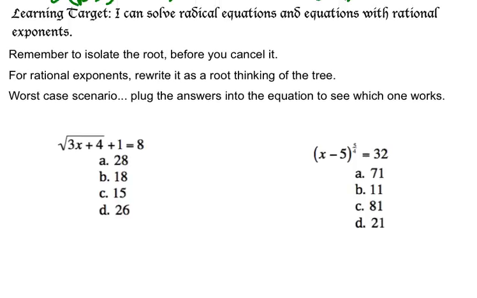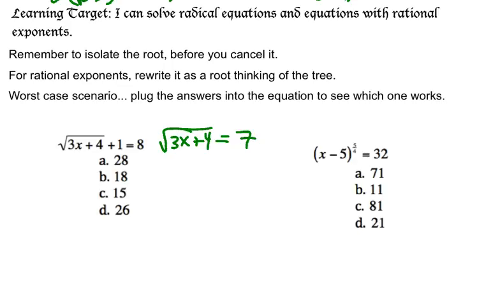Alright, the next other target is that you'll be able to solve radical equations and equations with rational exponents. So before we start canceling and moving stuff around, we have to isolate the root. So we look at this first one, it says square root of 3x plus 4, all plus 1, equals 8. We want to get that square root on its own, so in order to do that, we have to move that plus 1 over. We subtract 1 from both sides, and we end up with 7 on the right. Now we have the root isolated.